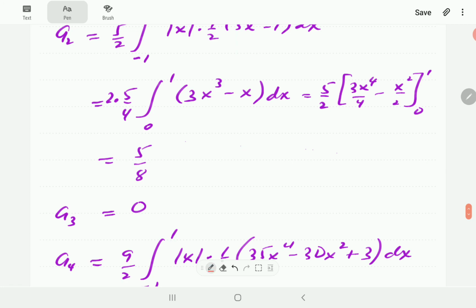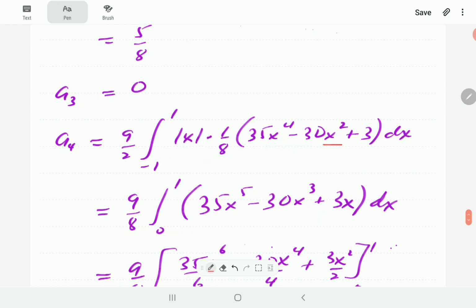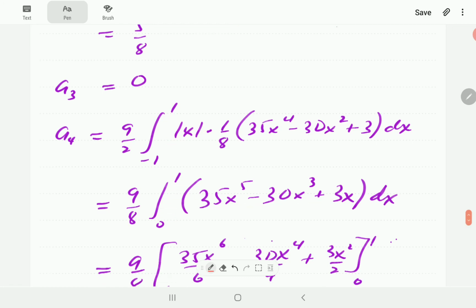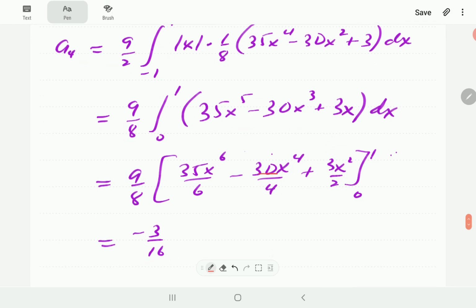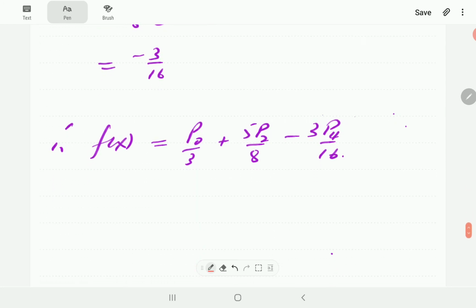Because we're looking for the first 3 non-zero terms, we have got to go to a4. So there we go, same process. That's even, so we can integrate from 0 to 1. This becomes x, and then we integrate and plug in. So this time we're going to get minus 3 over 16. And so the first non-zero terms are going to be these ones here for the absolute value function.